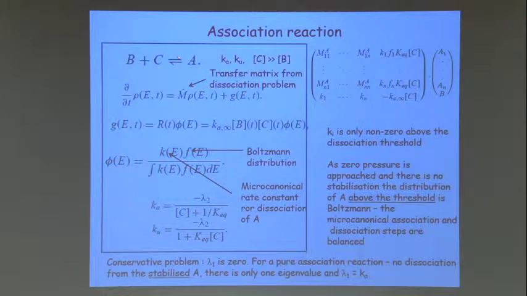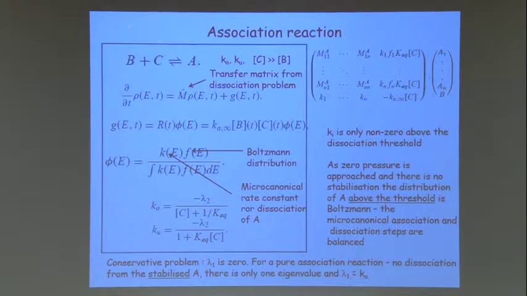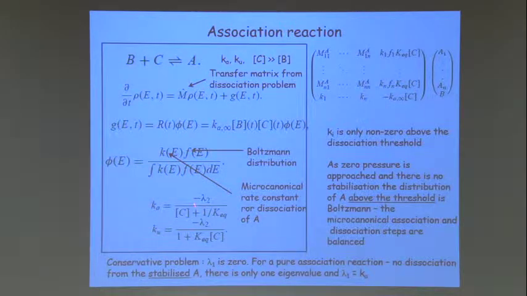Supposing what we did was we removed this rate coming back again. So in other words, once we got to A, we stayed there. The molecule was formed and didn't dissociate back to form the reactants. Then we would have just one set of reactants and a single reactive eigenvalue. And in that case, that single eigenvalue would correspond to Ka.